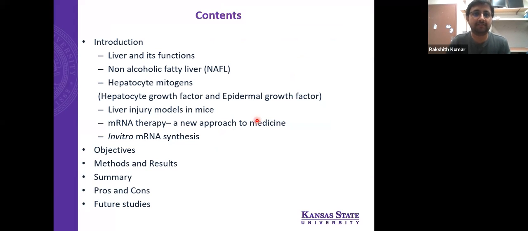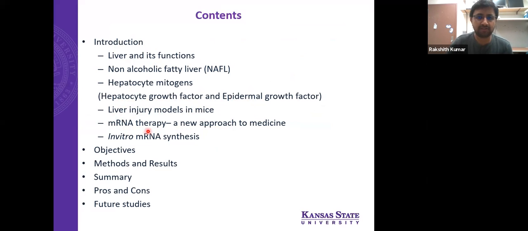To begin with, first I will give the introduction on liver and its functions very briefly, and then I will talk about fatty liver disease. Then I will talk about hepatocyte mitogens, which are used in this paper, hepatocyte growth factor and epidermal growth factor. And I will discuss how they have used the mRNA, which encodes hepatocyte growth factor and epidermal growth factor, in liver injury models.